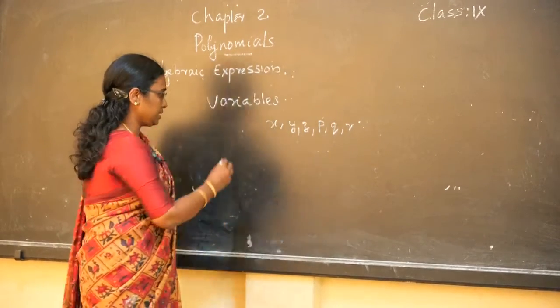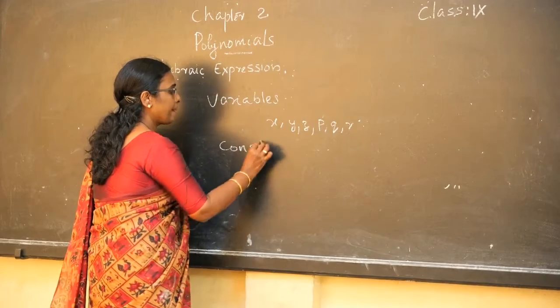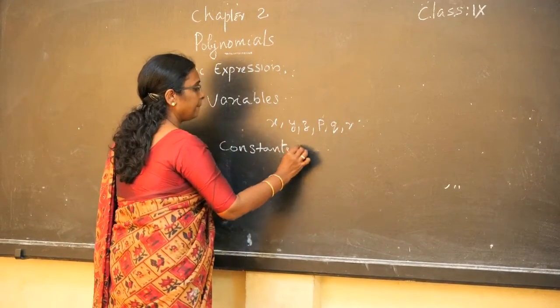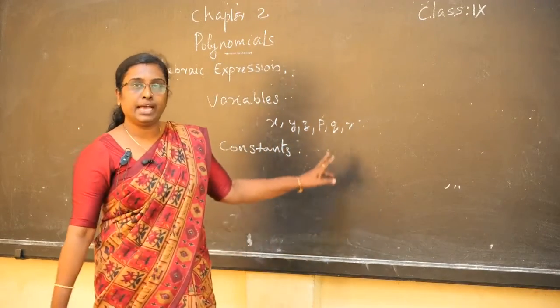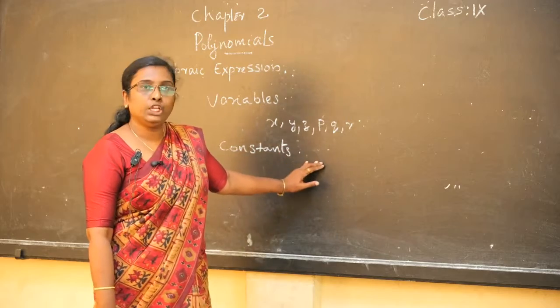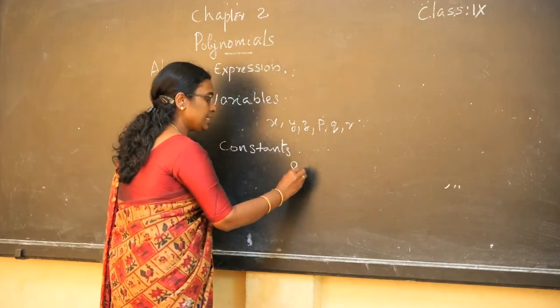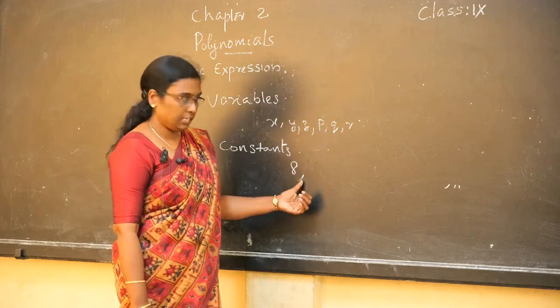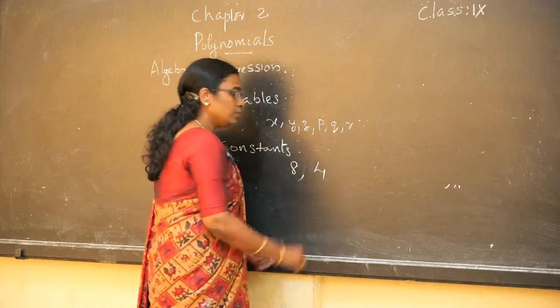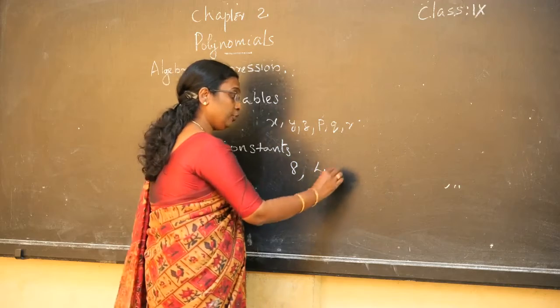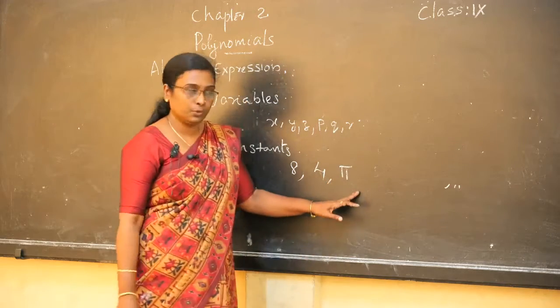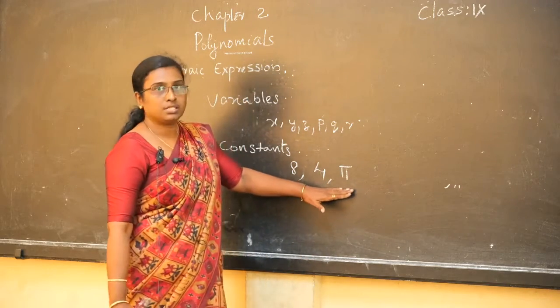Then constants. A symbol having a fixed value is called a constant. For example, 8. What is the value of 8? 8 itself. What is the value of 4? 4 itself. What is the value of pi? 3.14. So, these are called constants.